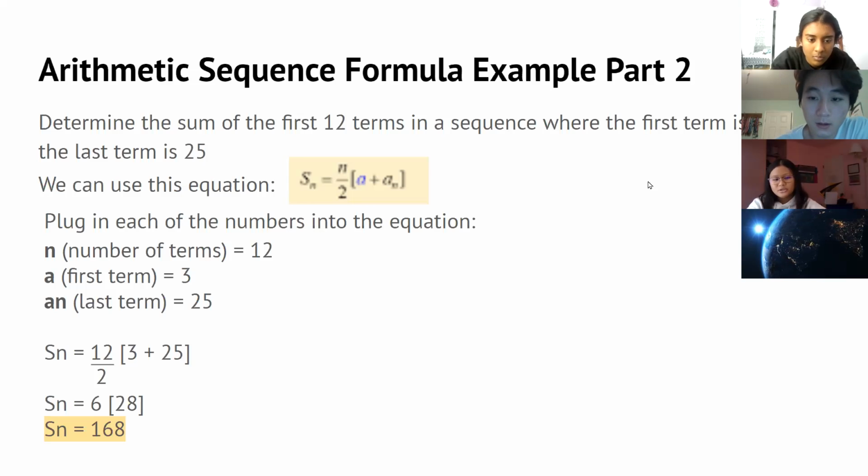Now, are there any questions about these sum formulas? If there aren't within the next couple minutes, then we're going to assume you guys are okay.